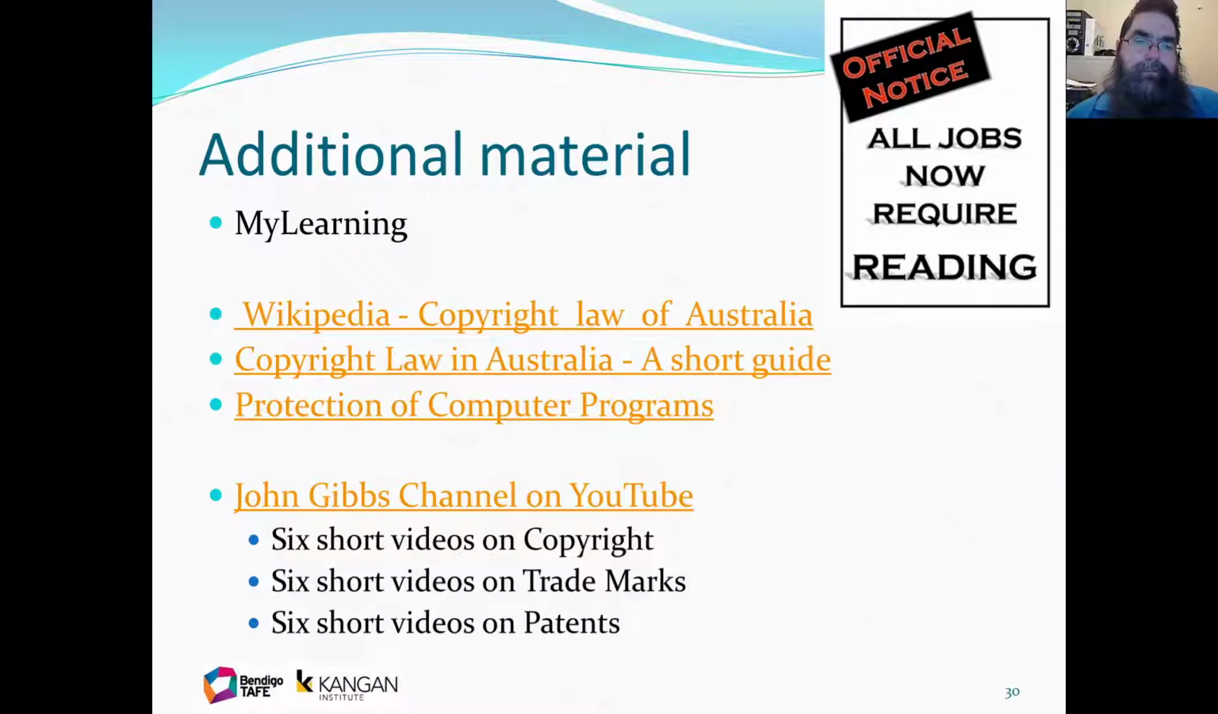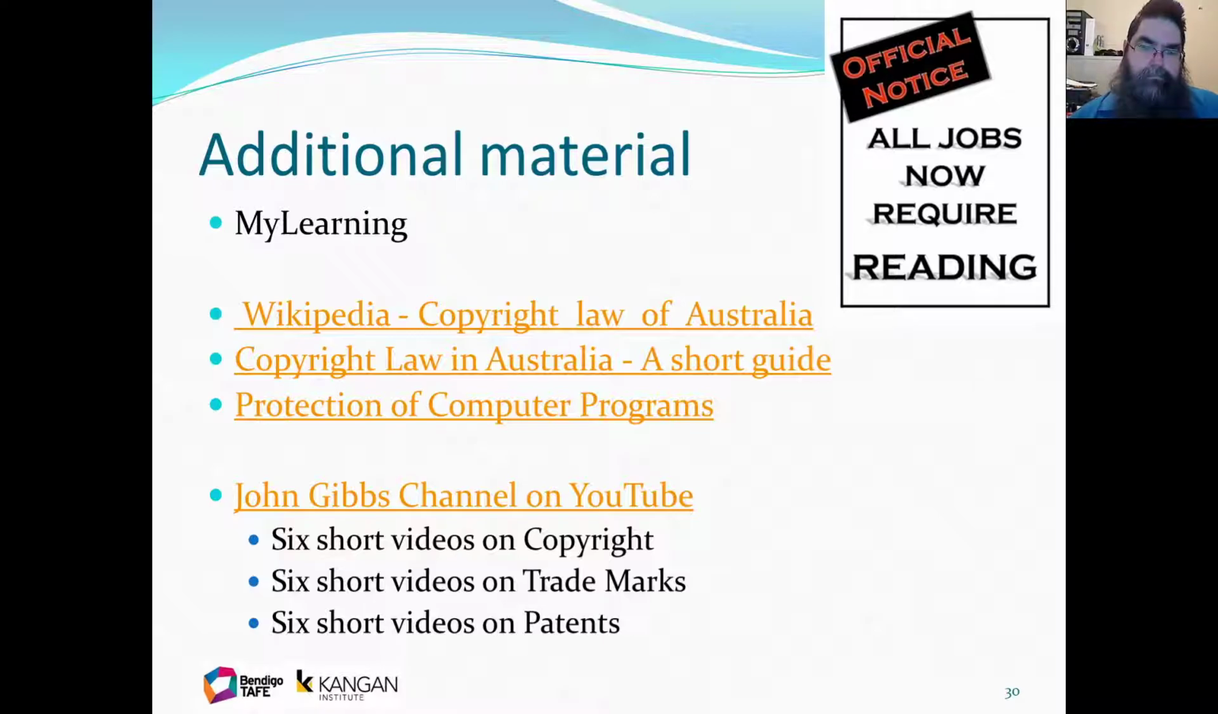So additional material from my learning there and research across the various websites will be required. The Wikipedia listing of Copyright Law of Australia, Copyright Law in Australia, a short guide, protection of computer programs are all articles that you should read. And as I said earlier, John Gibbs' channel on YouTube has very good short videos on the various elements of copyright, trademarks and patents, well worth a watch for a different perspective on what we just covered.